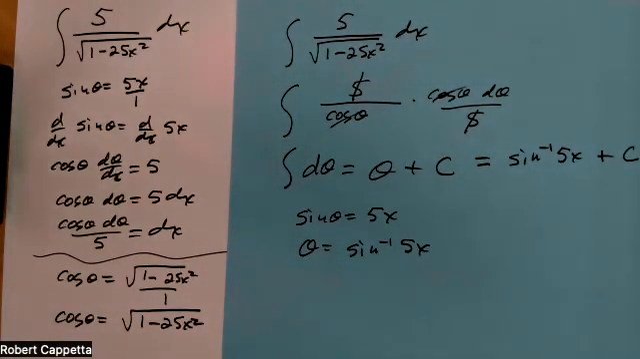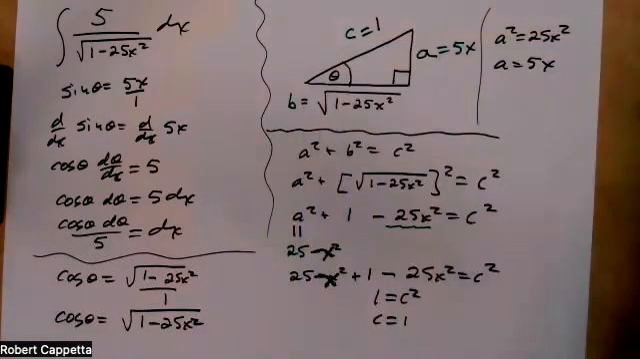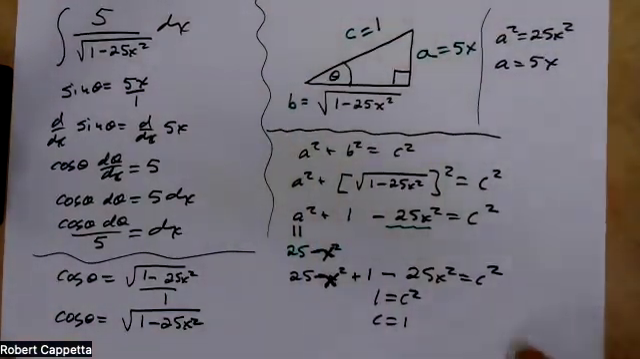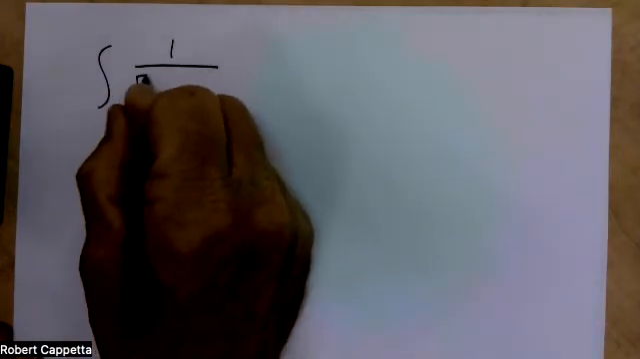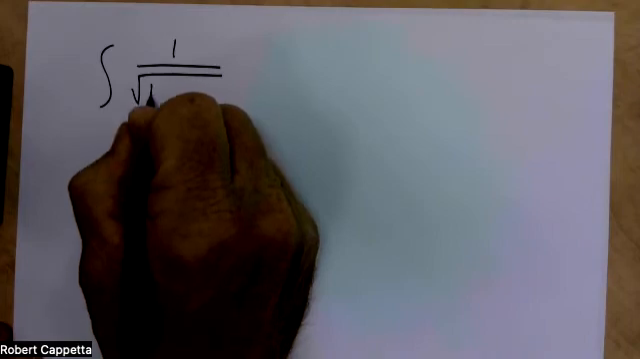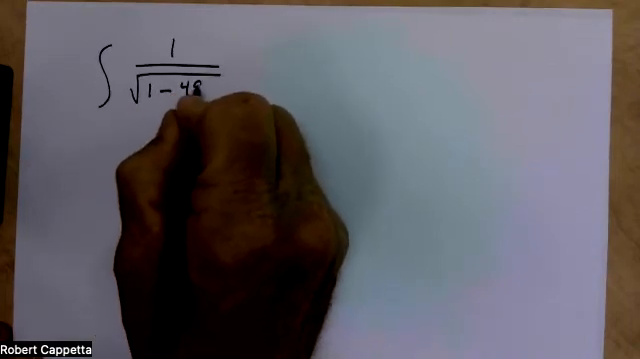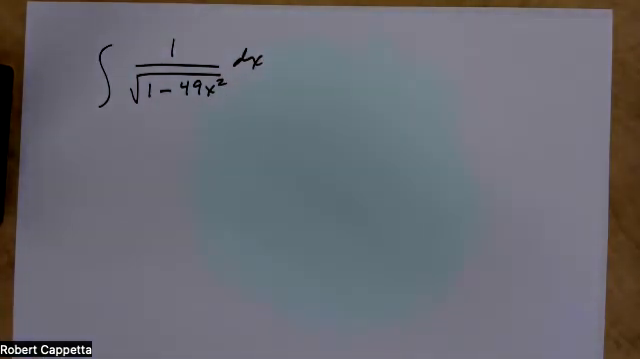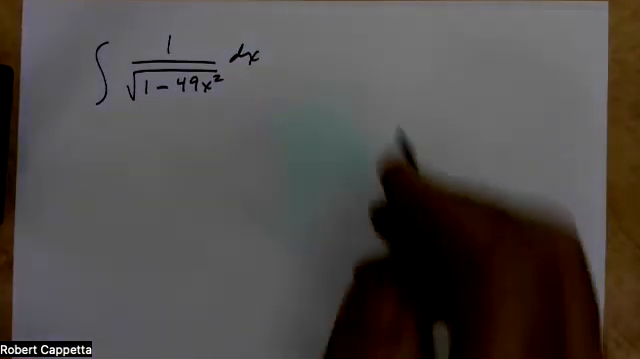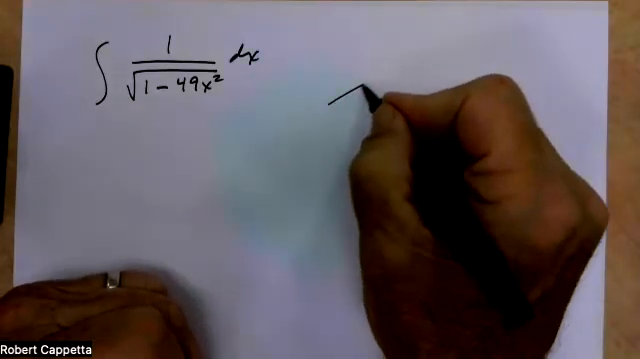Let's do one more of those types of problems. We won't make it quite as clean as it was that time, but we're going to be dealing with an inverse sine. So let's look at the integral of 1 over the square root of 1 minus 49x squared dx. So I want to make a triangle. I believe that's the hardest part of this process. So we're going to make a triangle.